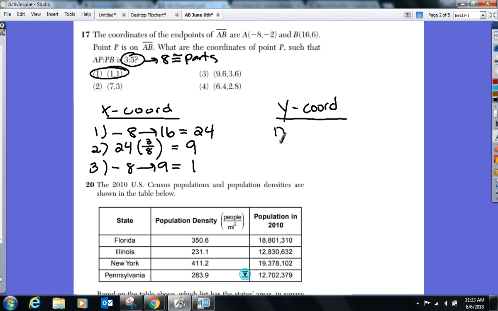Y coordinate, where do you start? -2, and you go to 6. So now you go from -2 up to 6. How many units? 8 units. Still multiply by 3/8. And that'll be 3. Where'd you start again? -2 plus 3. Where do you end up on the y-axis?